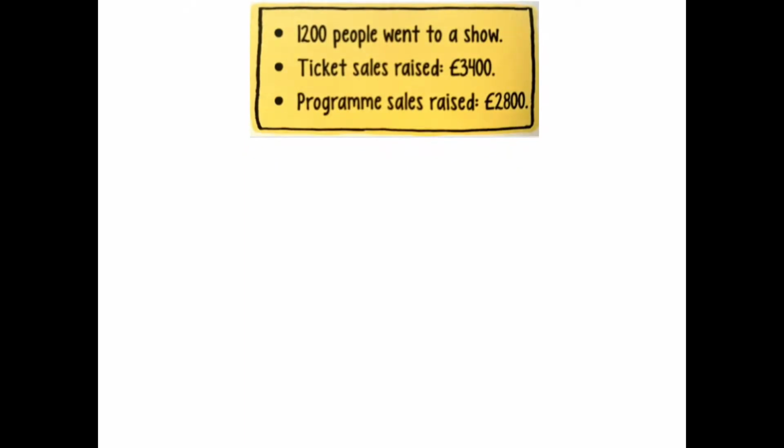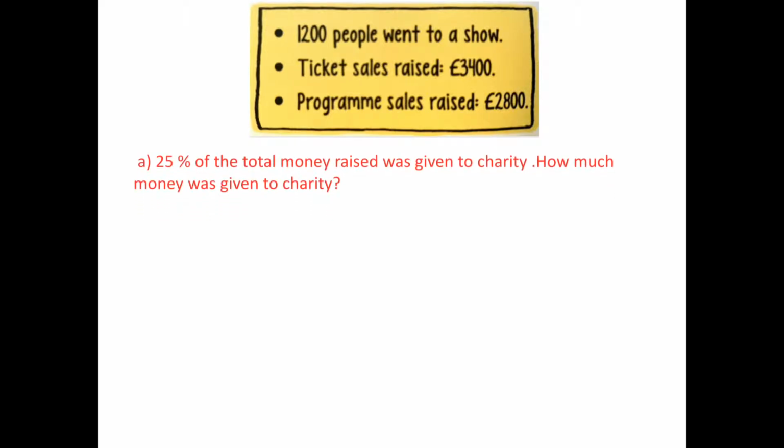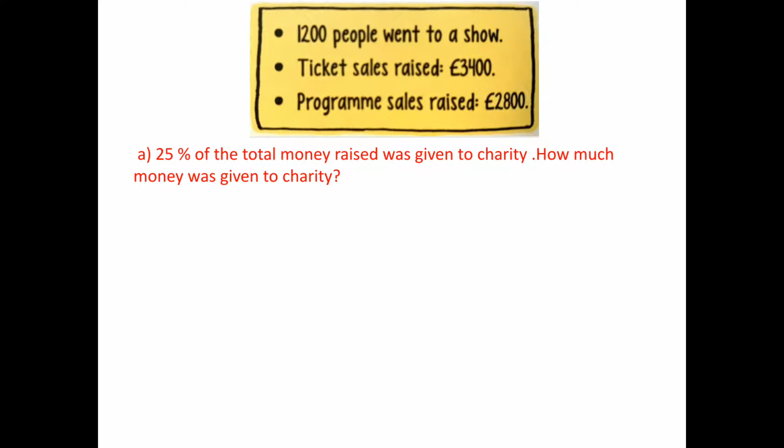Now, the question is saying 1,200 people went to a show. Ticket sales raised £3,400. Program sales raised £2,800. The question is, 25% of the total money raised was given to charity. How much money was given to charity? All of what I need to do is to calculate 25% of the money raised.